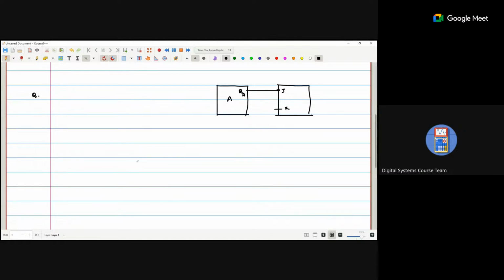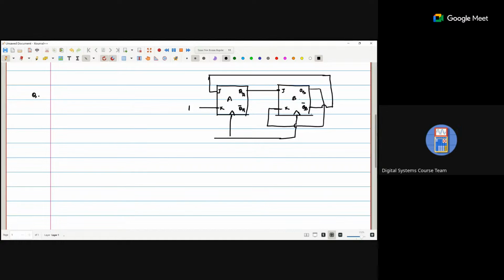This is the A flip flop, D flip flop. QB, QB bar, to A bar. J, K, K is always 1, clock pulse.